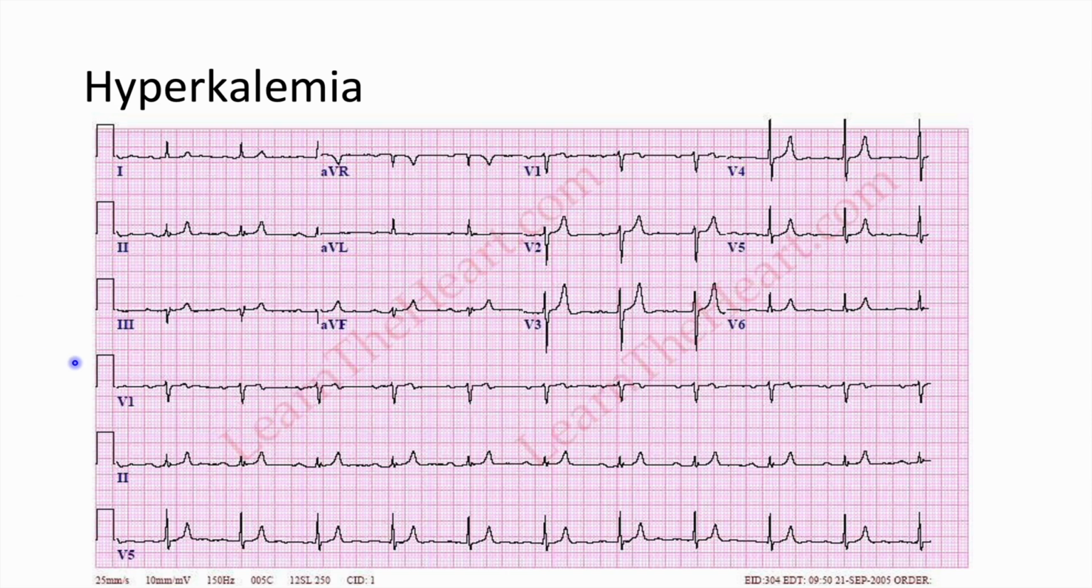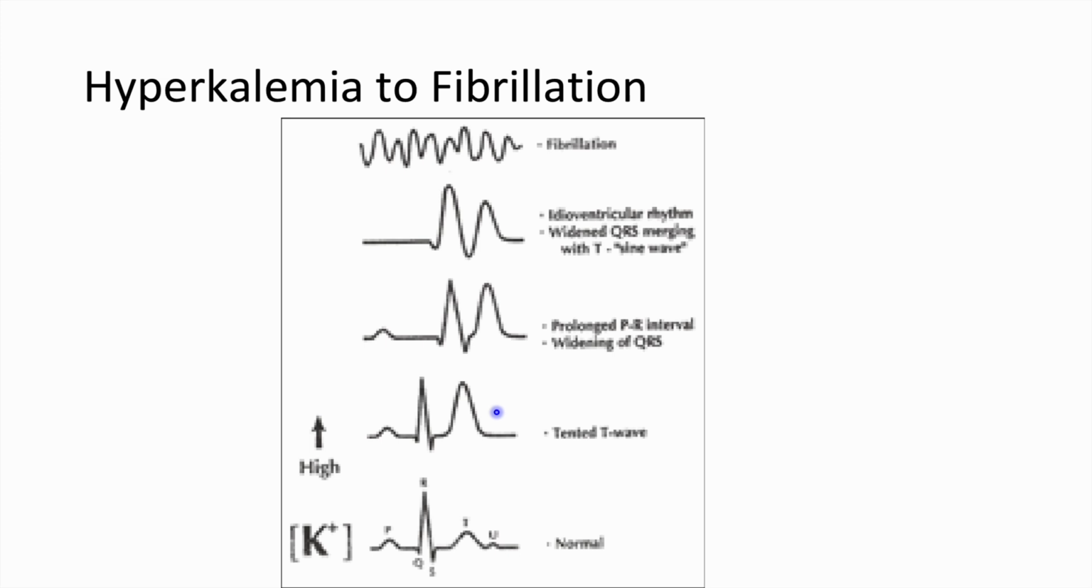I'll show a summary slide with a couple extra changes, but you have these spiked T waves. What happens over time, this is your normal complex. As the potassium starts to get higher and higher, normal is 3.5 to 4.5, as you hit 6, maybe here, 8, maybe here, 9, maybe here, 11, you get that. Your T waves start to spike, and then you start to get a prolonged PR interval and widened QRS.